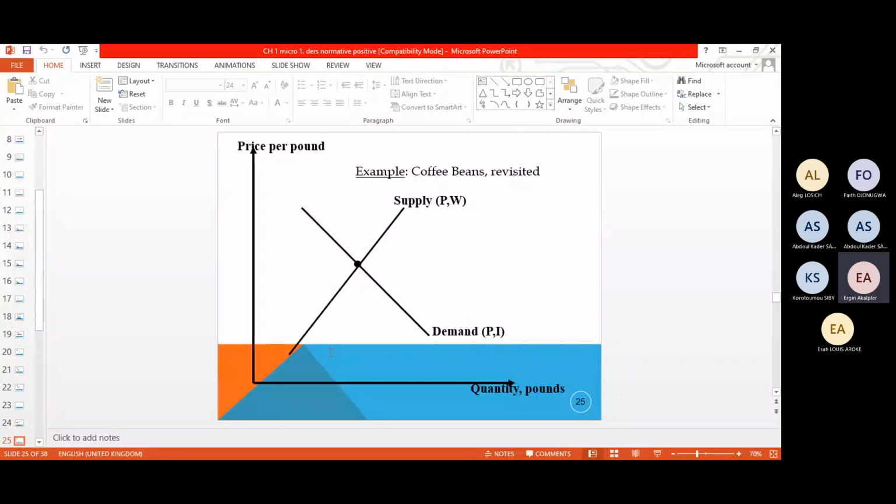Going back to this graph, the coffee beans are given with supply and demand, quantity in pounds, and price on the vertical axis, and the intersection is also given. Suppose the new supply is shifted to the right, and, as you are observing now, the demand is supposed to be expanded a little bit.